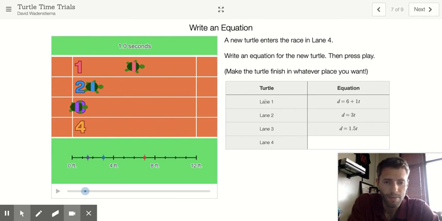At lane 1, he starts at 6. If we back up to the beginning, lane 1, he starts at 6, and after 1 second, he is at only 7. So he only moved 1 foot in that second. So his rate's only 1. That's why the equation for lane 1 is 6 plus 1t. Okay?